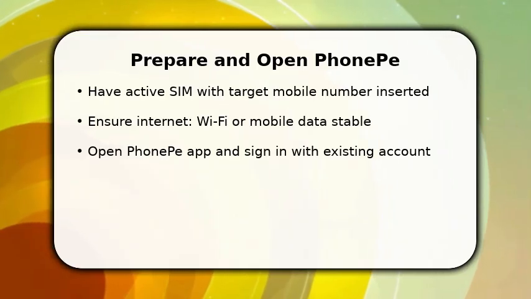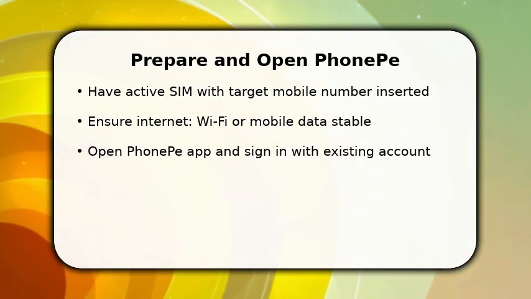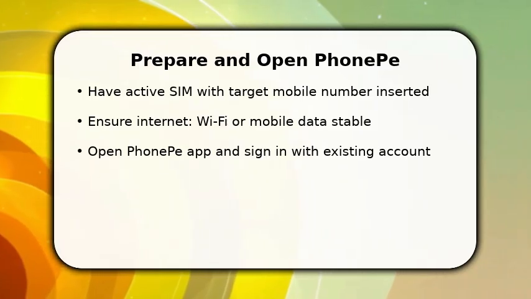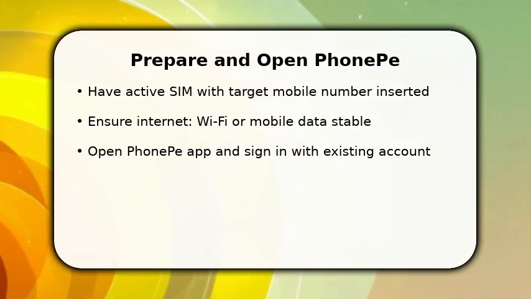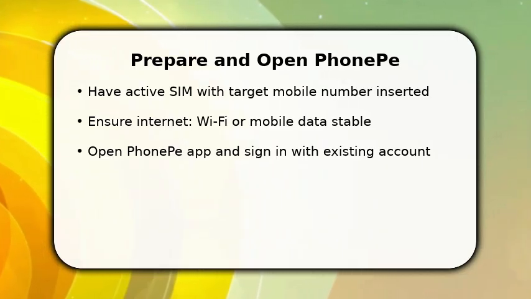Start by ensuring the mobile number you want to link is active on the device. PhonePe verifies via SMS to that SIM. Once done, connect to stable Wi-Fi or mobile data so OTPs arrive quickly and app actions don't fail.